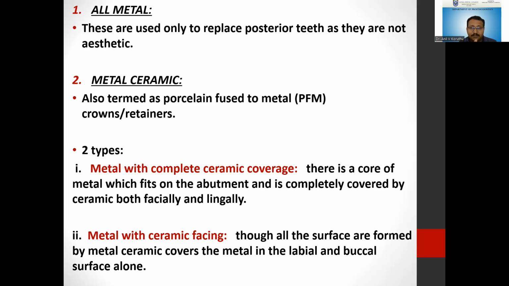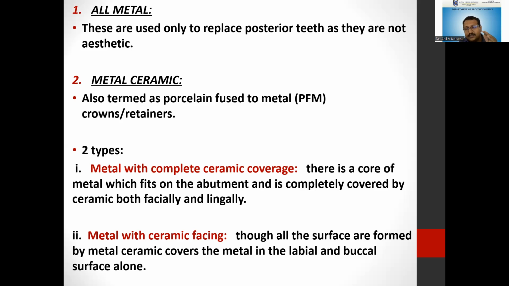And this is again subdivided into two types. One is metal with complete ceramic coverage. It is covering the facial surface, lingual surface, occlusal surface, and the proximal surface with ceramic. And the other one is known as ceramic facings. This is only given for aesthetic purposes.